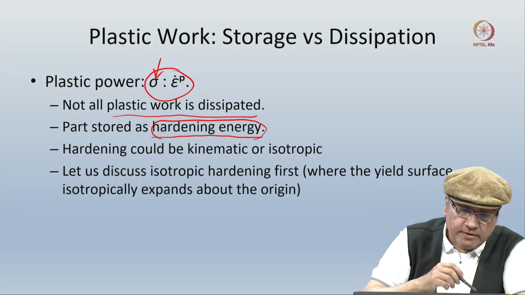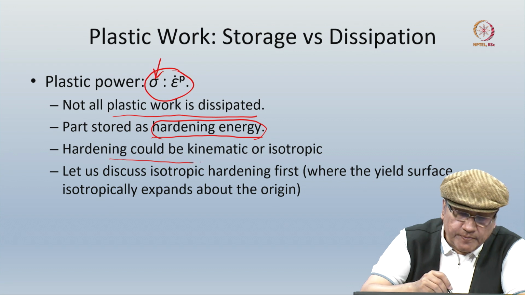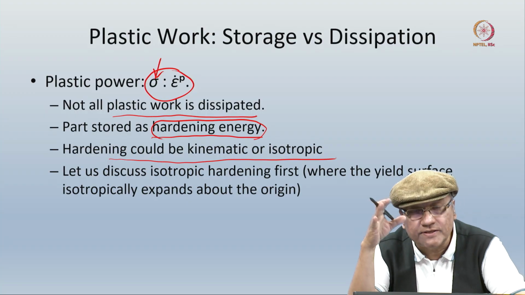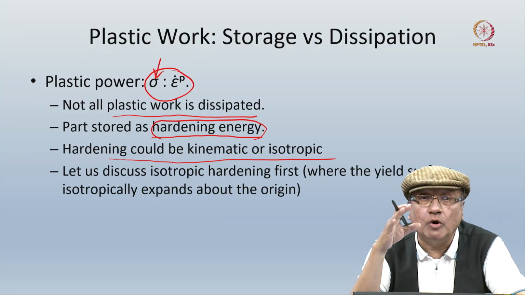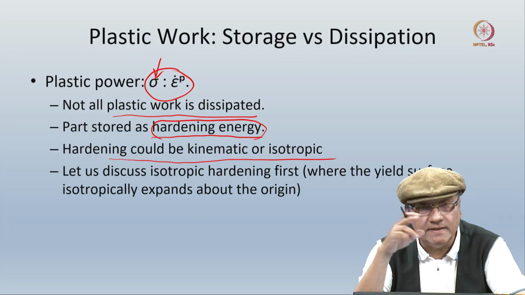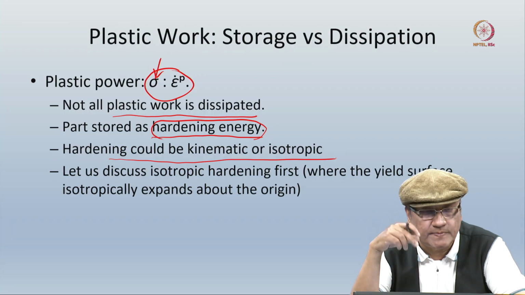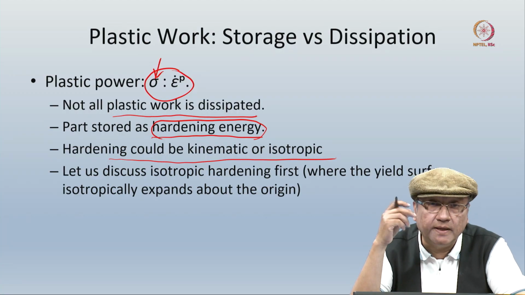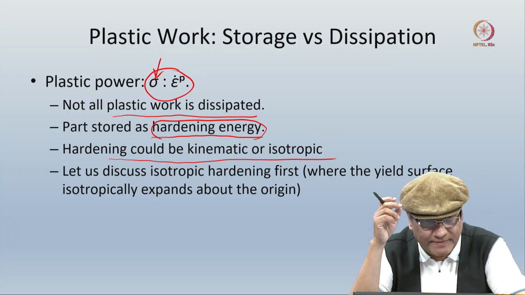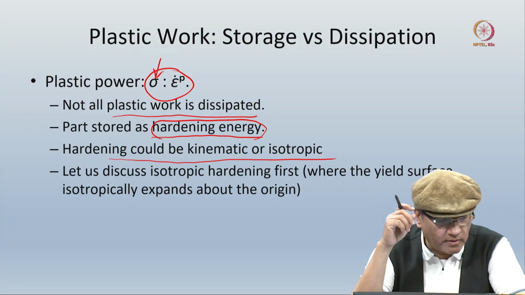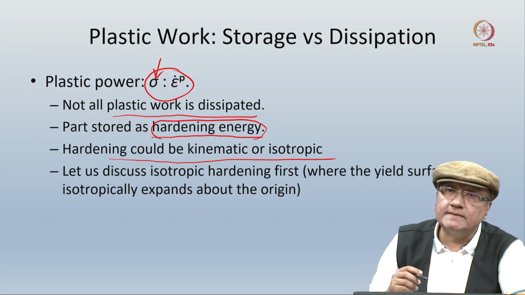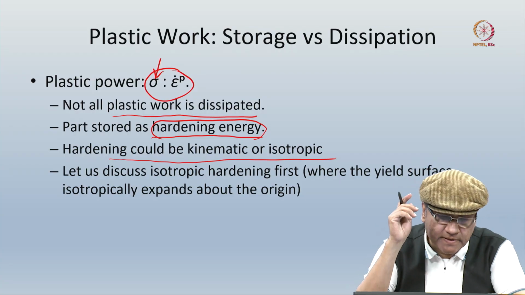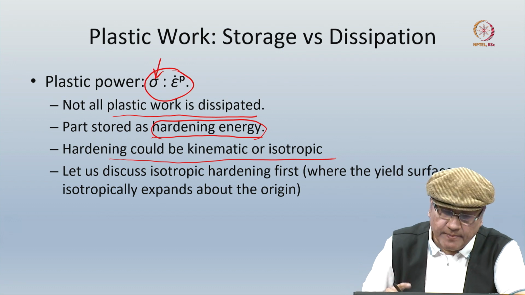So just for the sake of mathematical convenience, you can think of this as recoverable, but in practice it is not. So as I said, the hardening could be kinematic or isotropic. Isotropic hardening means uniform extension of that so called ball, which is a schematic representation of the yield surface, which is a closed surface in the stress space, and kinematic hardening would imply a translation of the center of that ball. So let us discuss isotropic hardening first, where the yield surface isotropically expands about the origin.